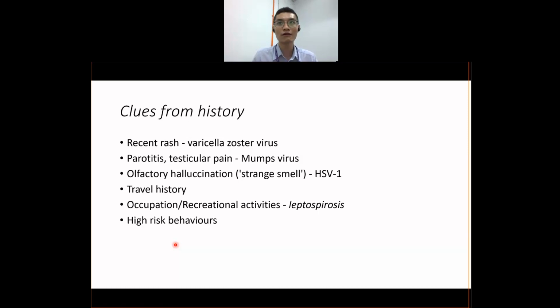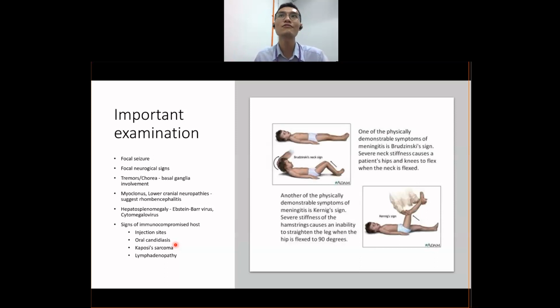Nowadays we have COVID-19. COVID-19 has also been proven to cause meningitis and encephalitis, but I didn't include it in this slide. A few important things to look out for in examination include focal seizure and focal neurological signs. Sometimes you can have movement disorders like tremor or chorea, which usually denotes basal ganglia involvement. Look for lower cranial neuropathies, meaning involvement of cranial nerves 9, 10, 11, and 12.